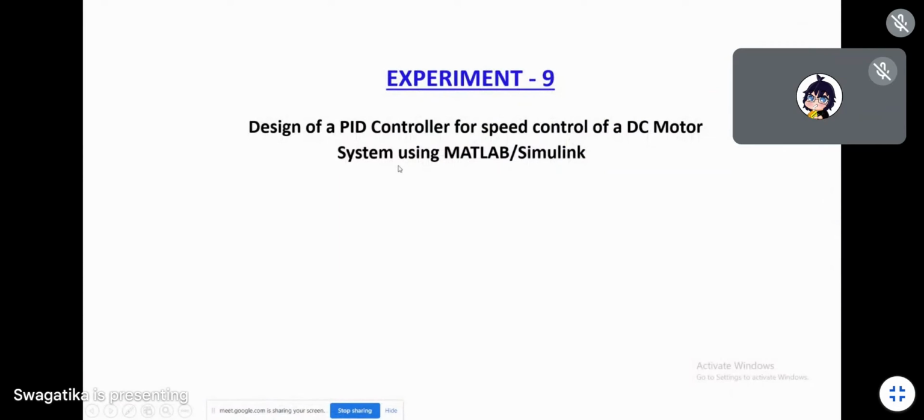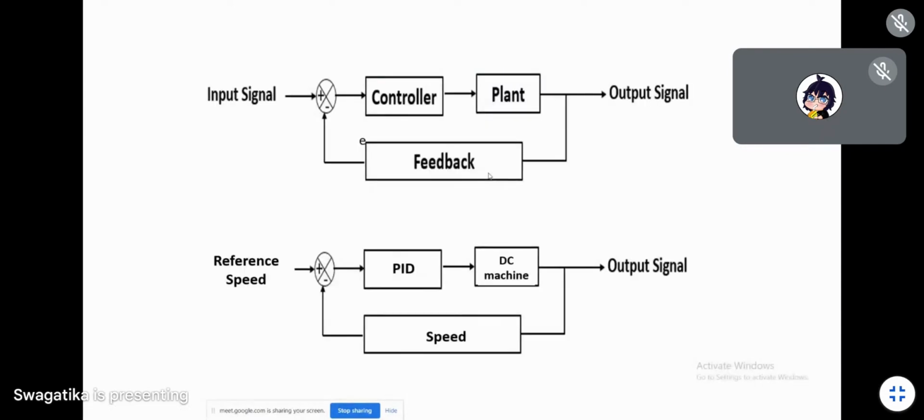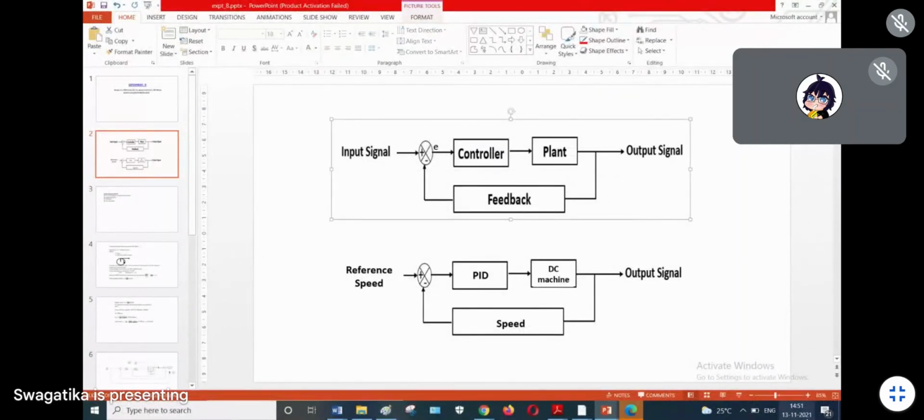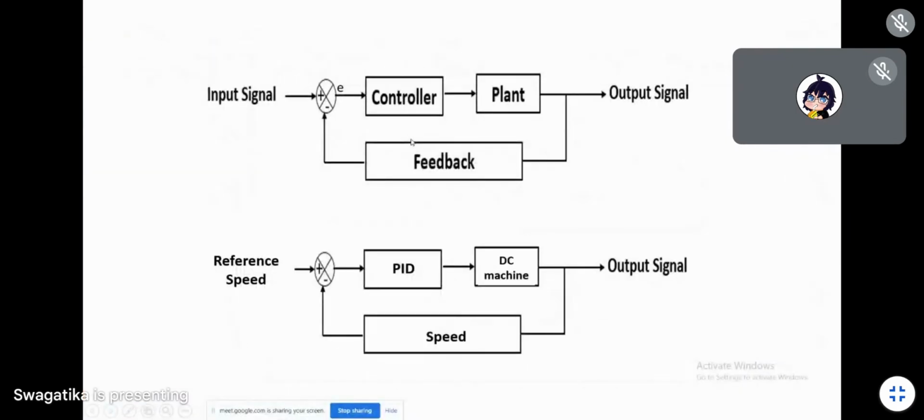Okay, to design a PID controller for speed control of a DC motor system using MATLAB Simulink. Basically, this is the system, a closed loop system. The general features are like this: you provide an input signal, then the controller, then a feedback is provided so that whatever error signal is generated will be corrected by the controller, and then you generate the output signal.